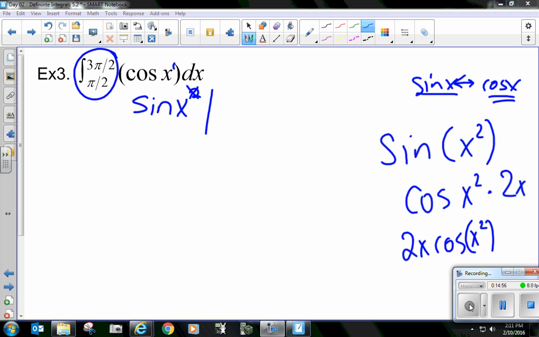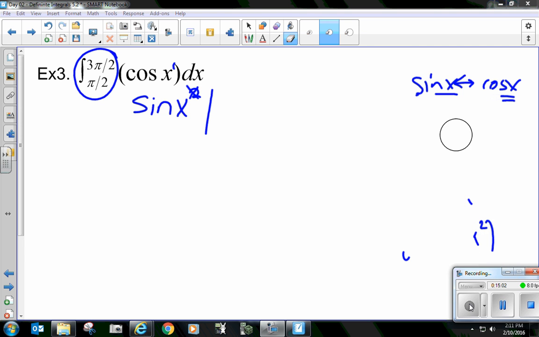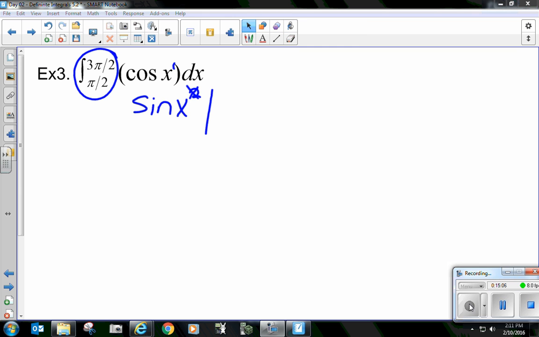Okay? If you're ever unsure, take the derivative of what you came up with, and you should get the integrand, that function. Yeah, that's a way to check it, absolutely, because y'all are pretty good with it. So no, finish it off. Sine of x.